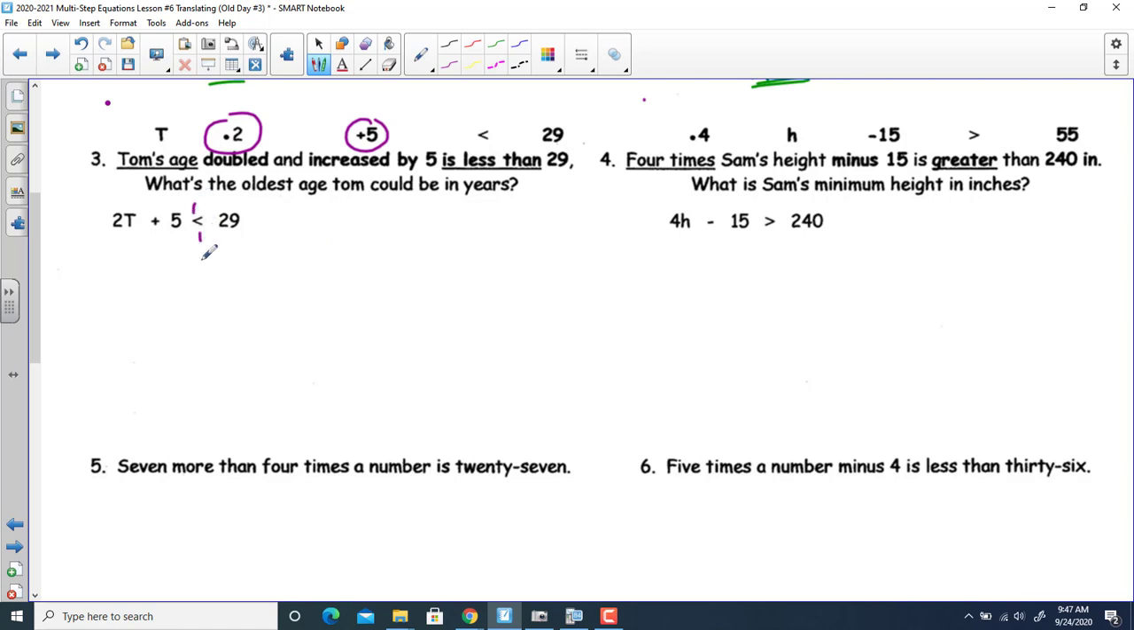We solve it just like a 2-step equation, put up a fence. We undo order of operations, which requires us to subtract 5 from both expressions. We find out that twice his age is less than 24. We divide out the 2, and it turns out that his age is less than 12. Ladies and gentlemen, what's the oldest age Tom could be?